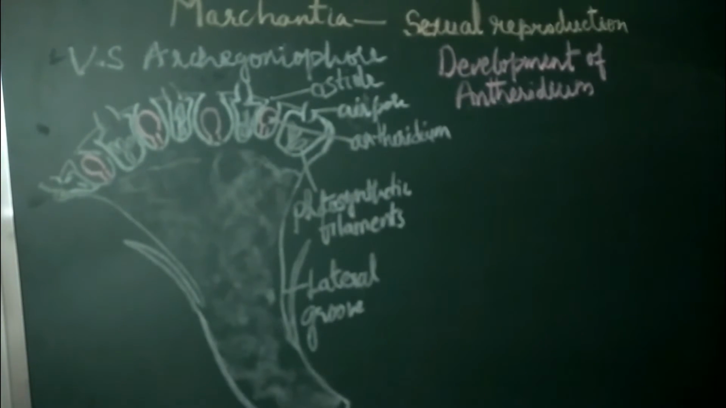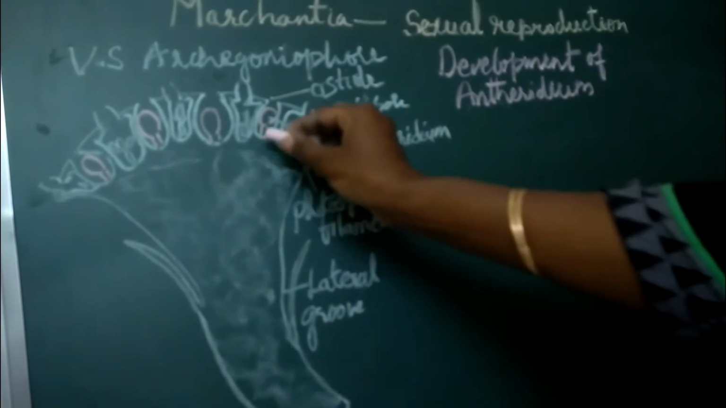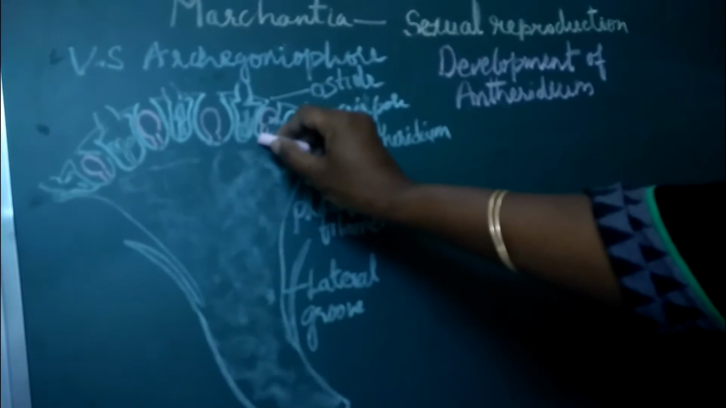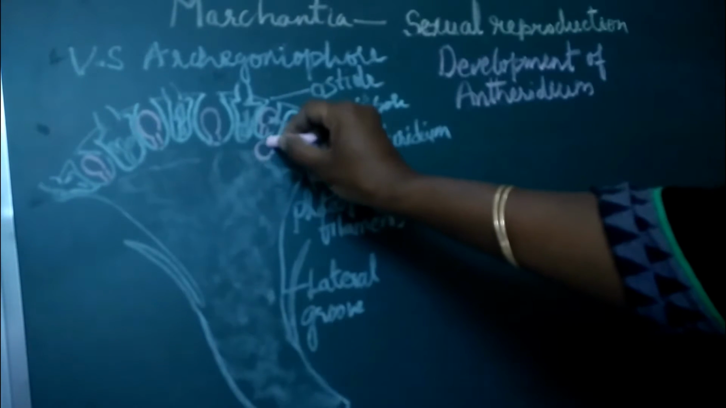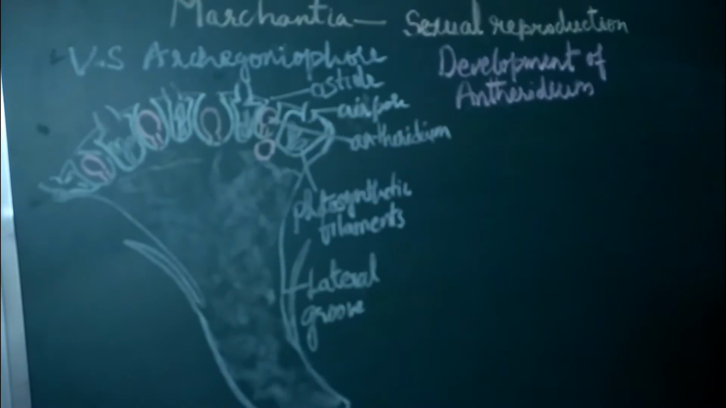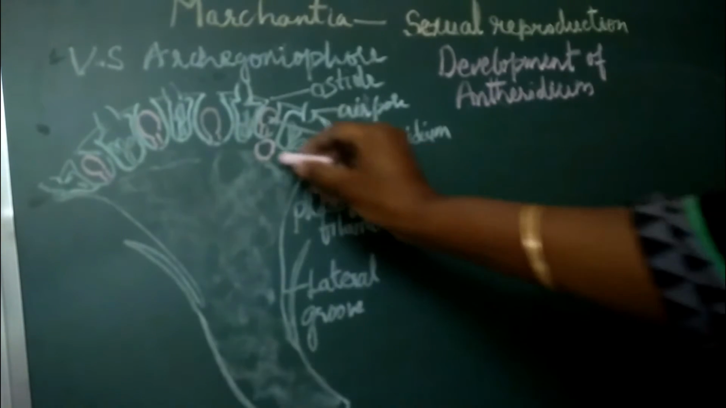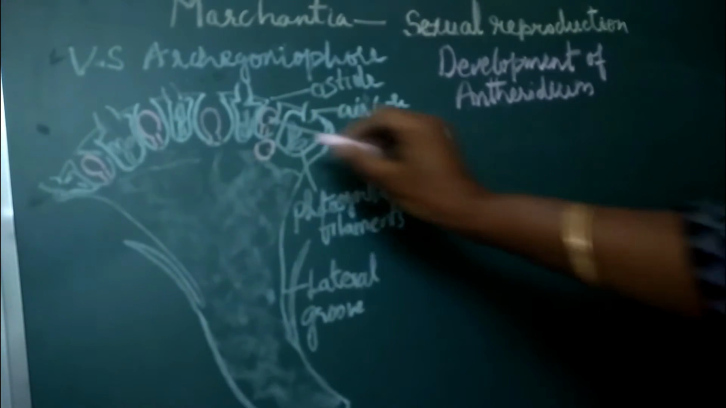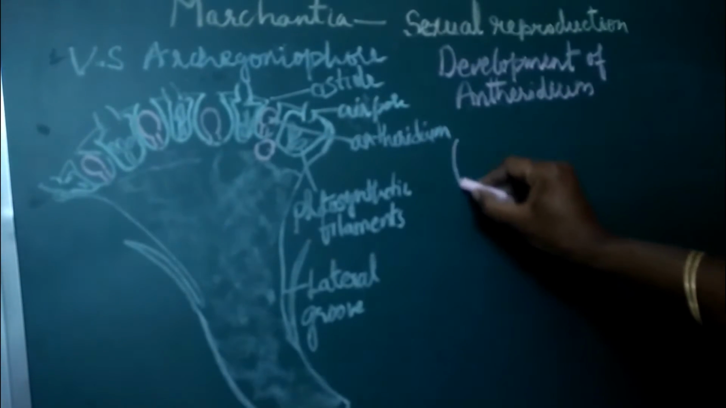The antheridium develops from a single superficial cell slightly below the chamber of the antheridium. This cell is called the antheridial initial. The antheridial initial is different from the other cells in the sense that it is larger in size and has dense cytoplasm. This antheridial initial I'm going to draw here.